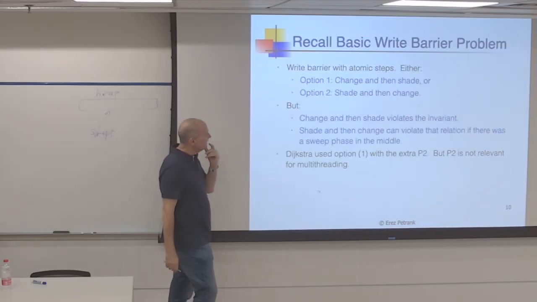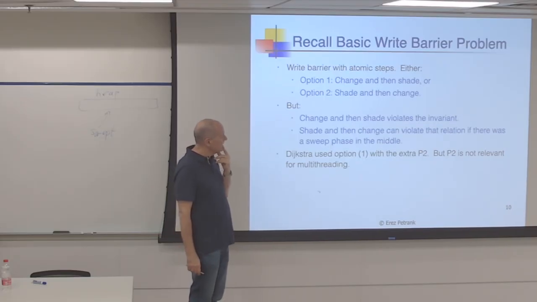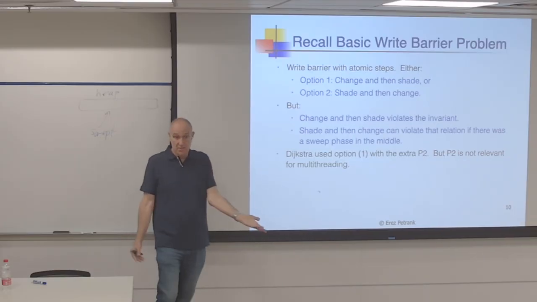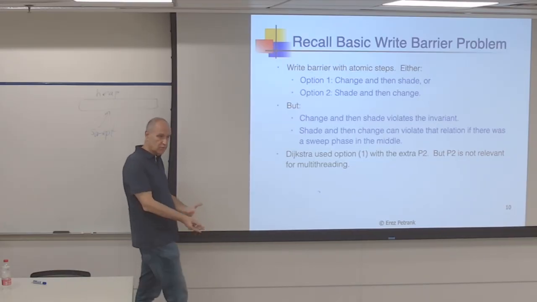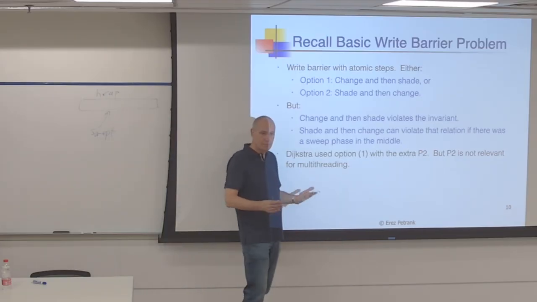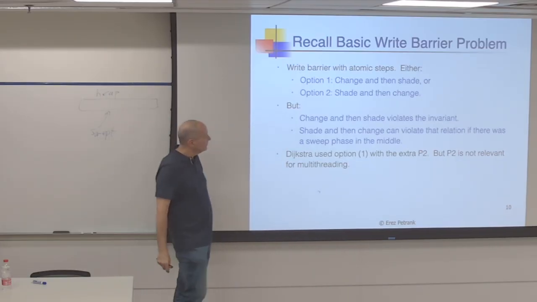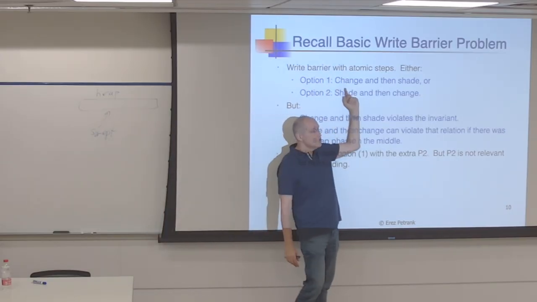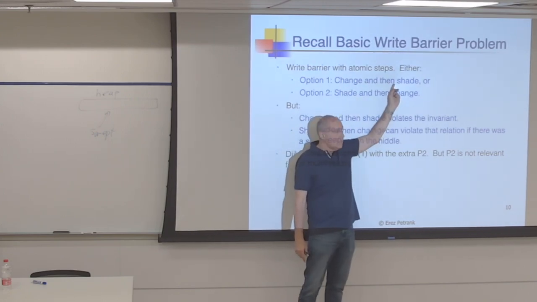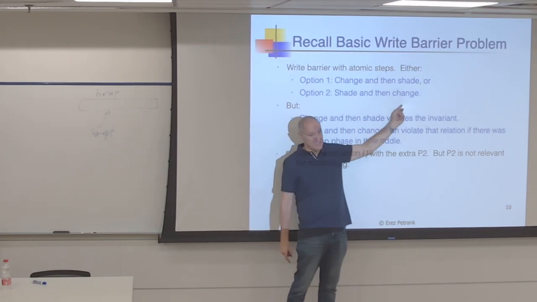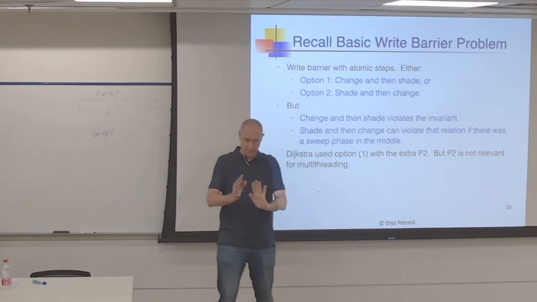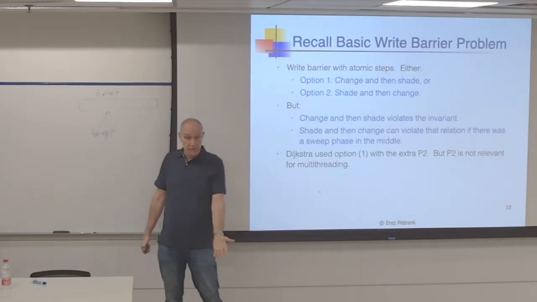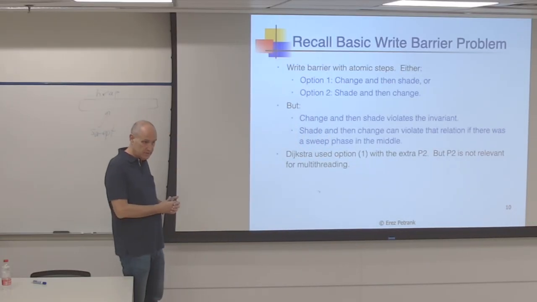Okay. So another thing is that we had a single thread. That is not reasonable for programs today. Programs use all the cores. They work with multiple threads. We want to work with multiple threads of the program. So with Dijkstra, we had two options: either to change the pointer and then mark it gray, or to mark it gray and then change the pointer. And we saw that each of them had a problem. So Dijkstra chose the first one, and it worked correctly for a single thread.